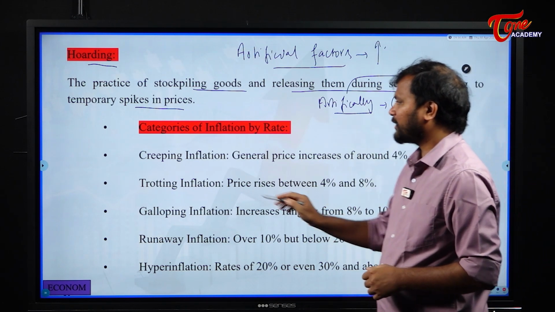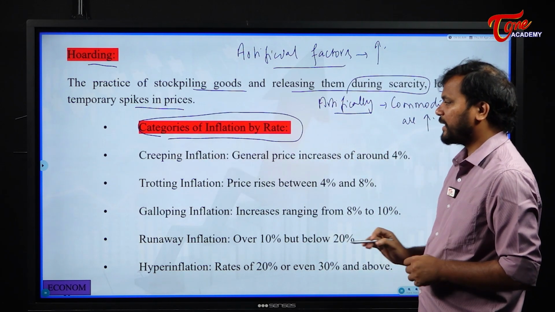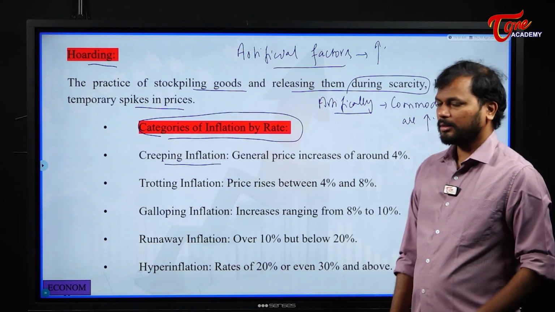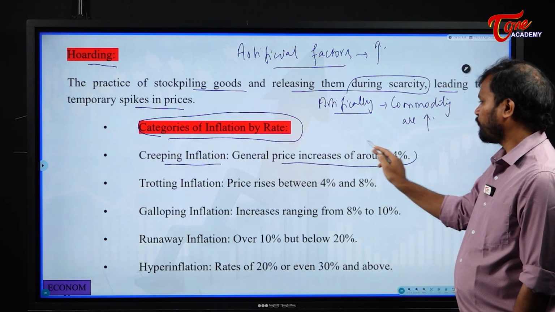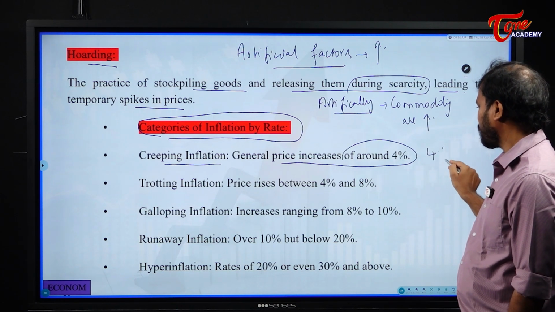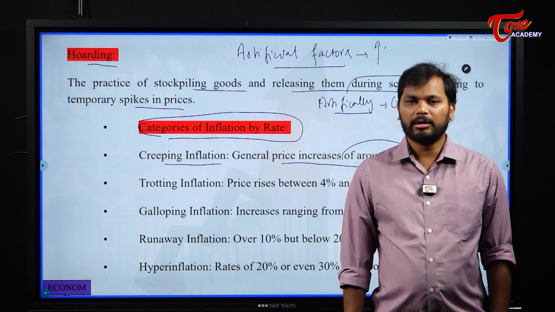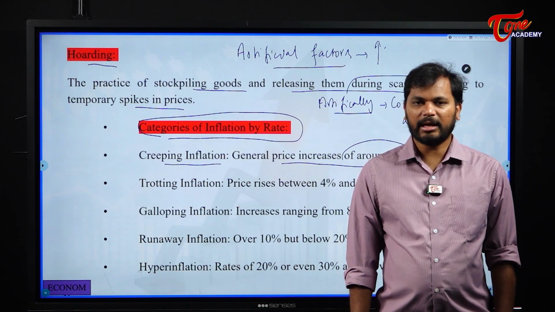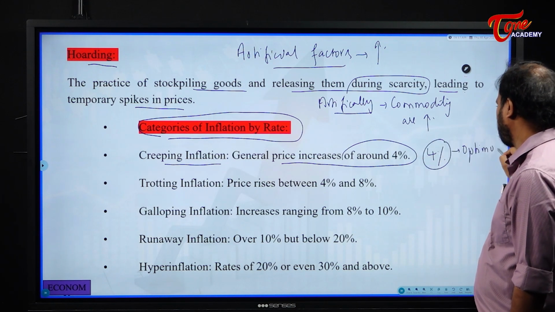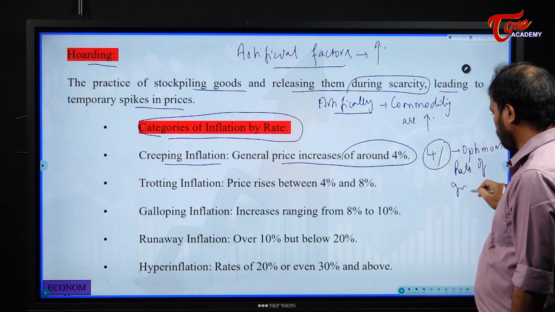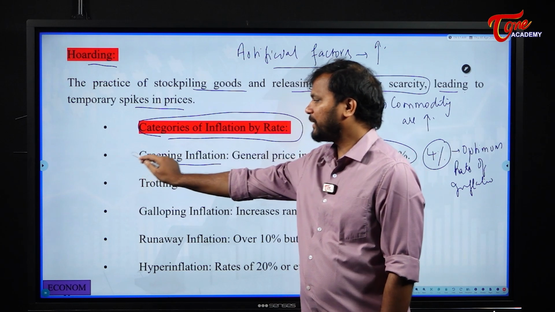Clear? Now, what are the categories of inflation? The first one is creeping inflation. Creeping inflation is nothing but general price rises of around 4%. Why have we kept 4%? Because I have told you, according to the Urjit Patel Committee of 2014, we decided that 4% would be the optimum rate of inflation. That is what is called creeping inflation.